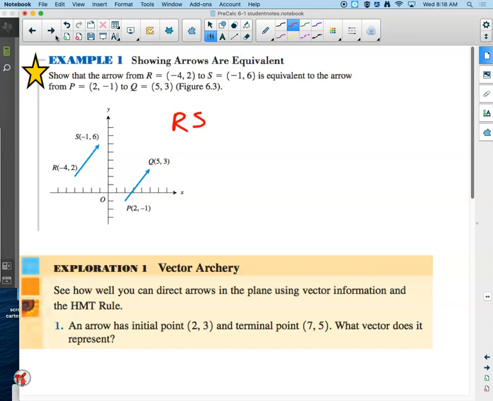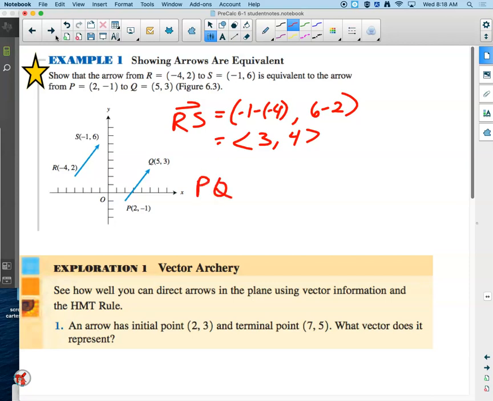So, for vector RS, we have to remember head minus tail. So I take a look at it, and you always have it labeled properly here as well. Notice that my vector half arrow is pointing towards S. So it'll be negative 1 minus a negative 4. And then we'll have 6 minus 2. So negative 1 plus 4 will be 3. And 6 minus 2 would be 4. So there's my representation. Component form.